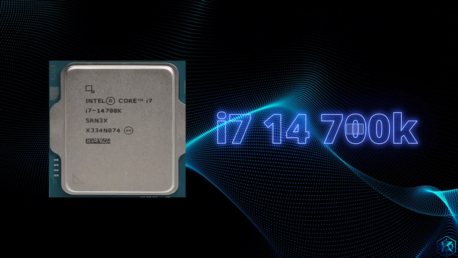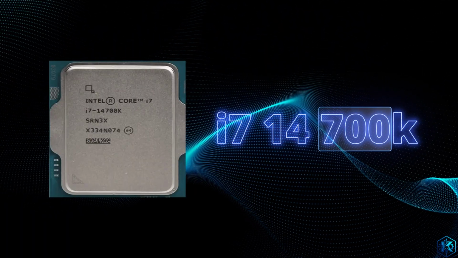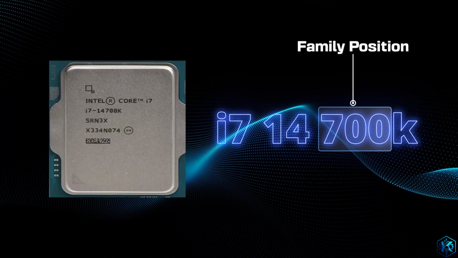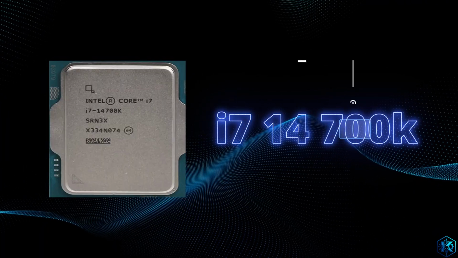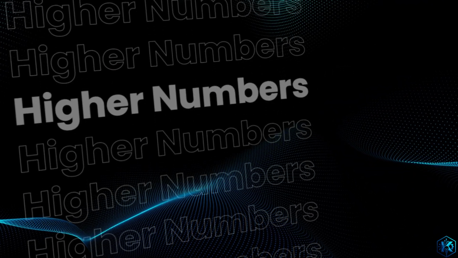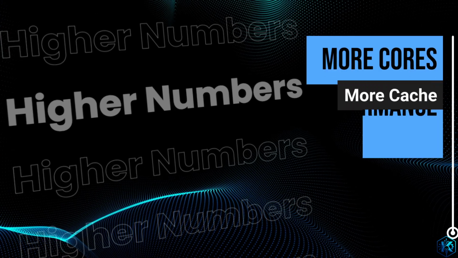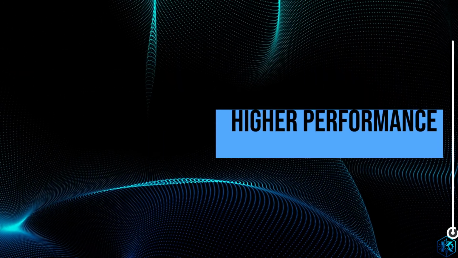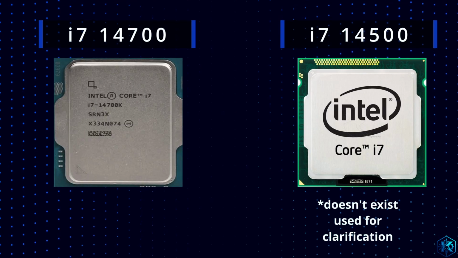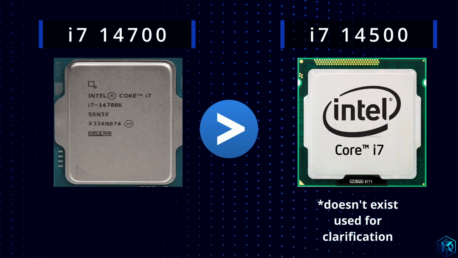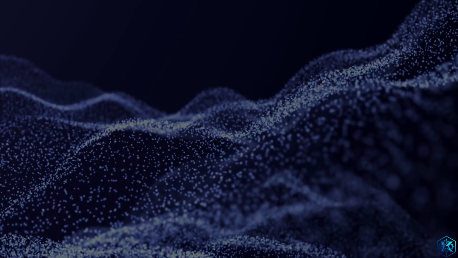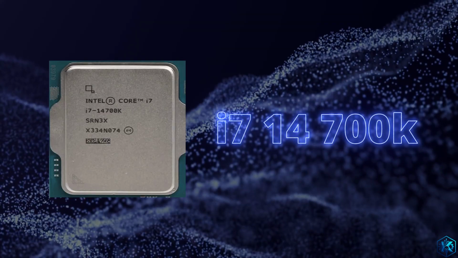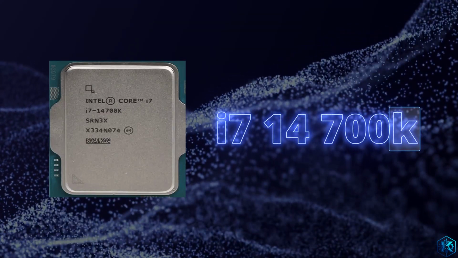700. These digits indicate the processor's position within its family. Higher numbers usually mean more cores, more cache, and higher performance. For example, an i7 14700 is stronger than an i7 14500. K. The letter at the end provides additional information.